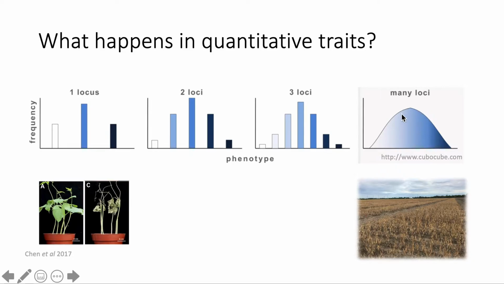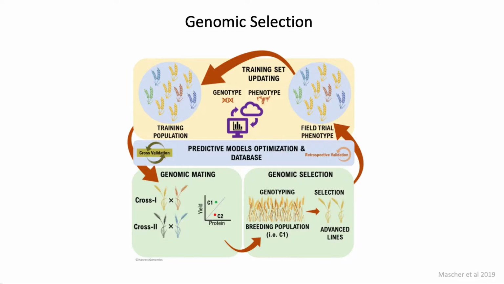For that kind of trait, it's difficult to use marker-assisted selection because it's really difficult to detect all the regions in the genome that control that phenotype, and also it's unrealistic that we can use hundreds of markers to do marker-assisted selection. So that is why now we are interested in genomic selection.